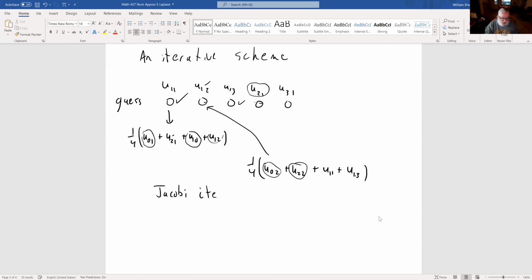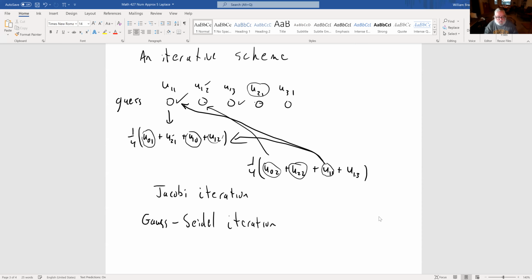And one can show that this will actually converge as long as your initial guess is not ridiculously off. A version of this is saying, well, the Jacobi iteration says use the guess that you started with for U11, but the Gauss-Seidel iteration says, well, you calculated a new value of U11, so use that new value. And this is a little bit faster than Jacobi iteration. And they give you the right answers. You just have to grind through it a little bit.